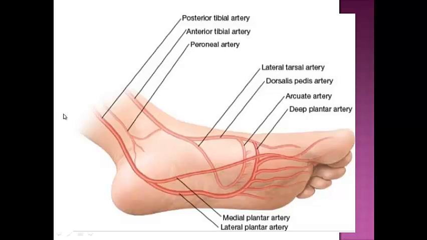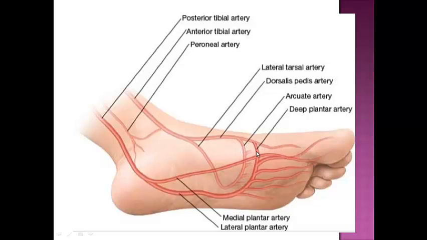Okay, you've got the posterior tibial artery here, dividing into the medial and lateral plantar arteries, and they're just giving off branches to the sole of the foot and the different parts on their respective sides. You've got the anterior tibial artery here, passing into the dorsalis pedis. You've got the arcuate artery here, giving off branches to the toes. You've got the first dorsal metatarsal.